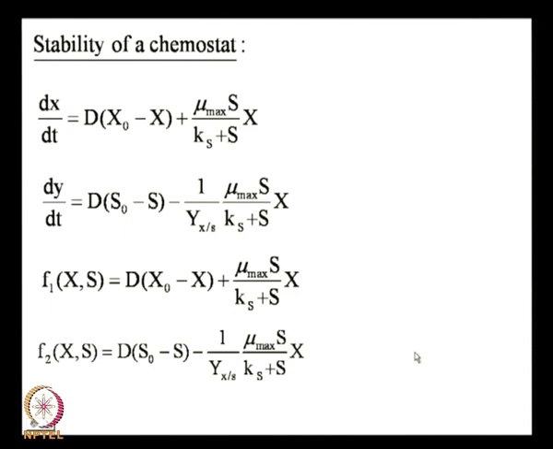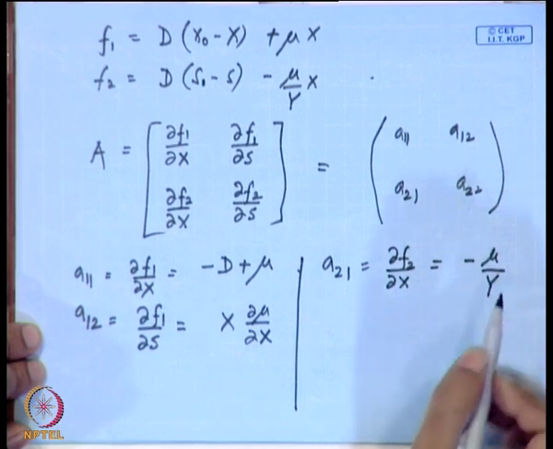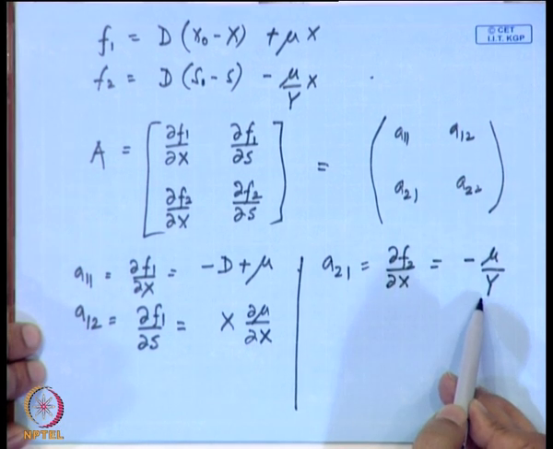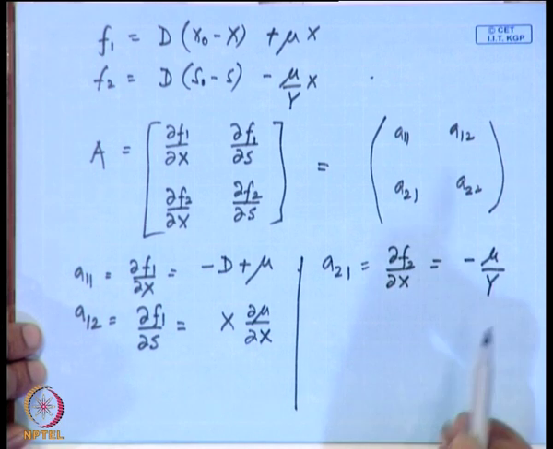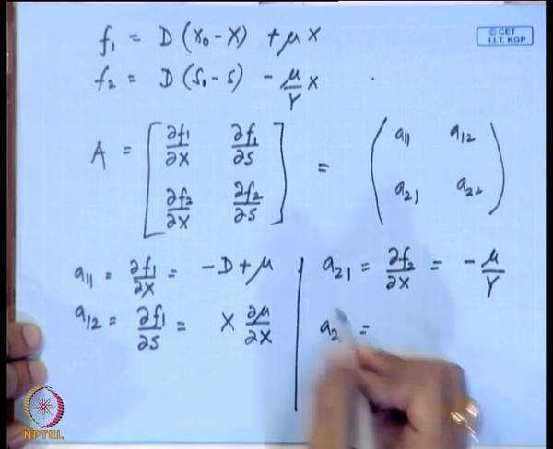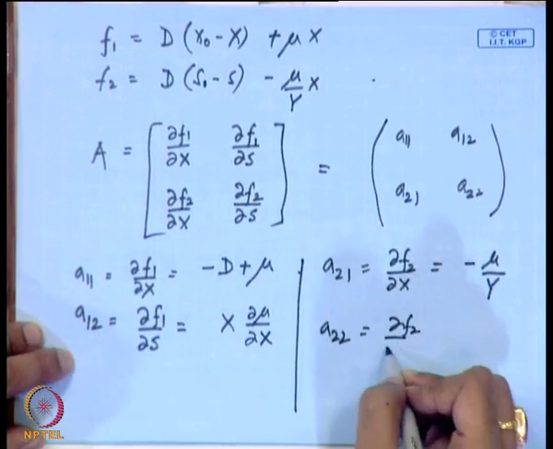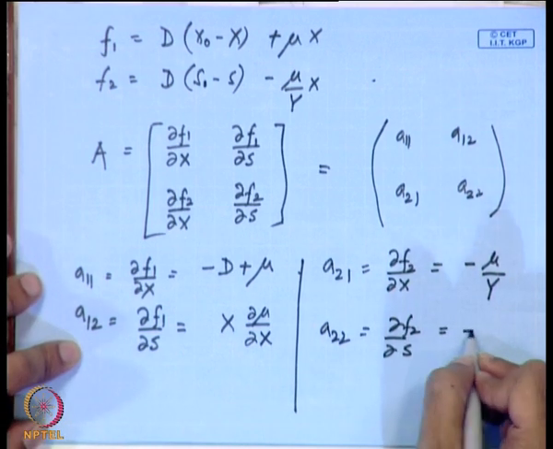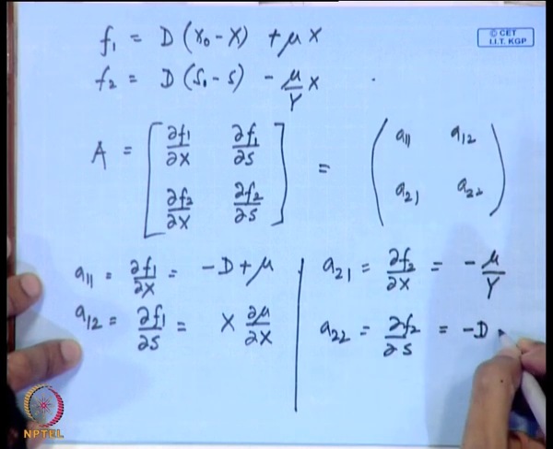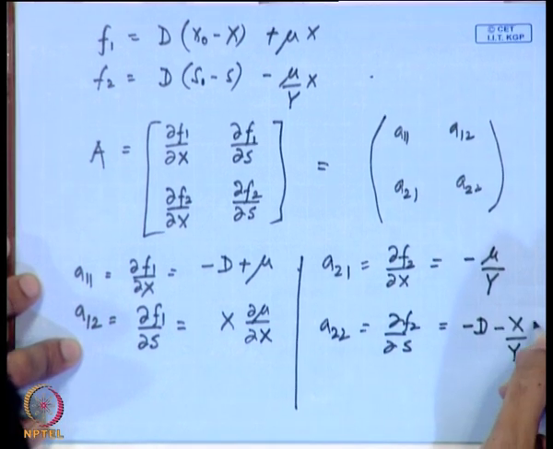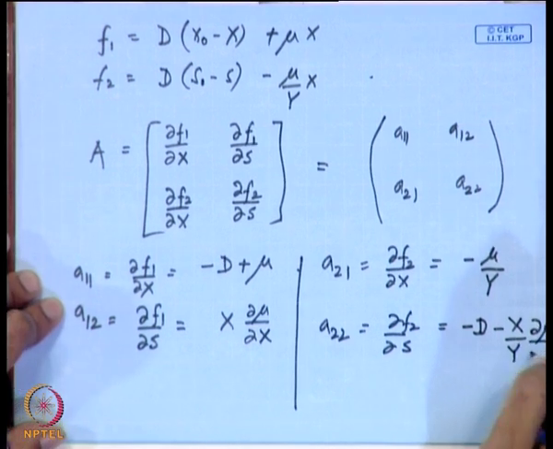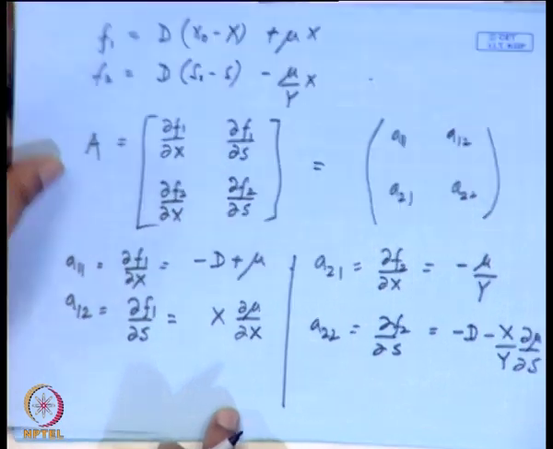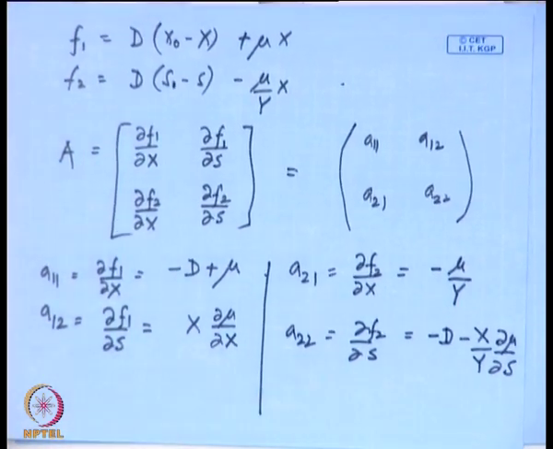Next thing I need to do is find the Jacobian. So, work on your copies to find the Jacobian. These are my F1 and F2. I want you to find the A matrix. This is minus mu over y, right? You got a plus? Minus or plus? Minus here. And this is minus D. Can it be seen? Fine. So, these are my calculations.